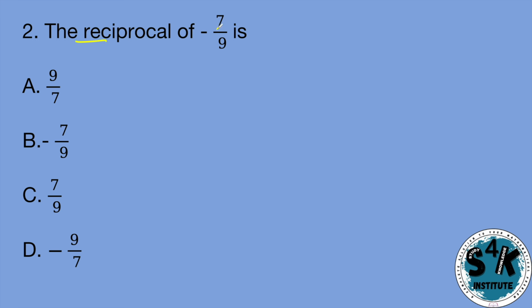The reciprocal of -7/9 is, so reciprocal means whatever the number is, you just have to change the numerator to denominator and denominator to numerator. If I do the same thing with this, I will get -9/7. So the answer is D.